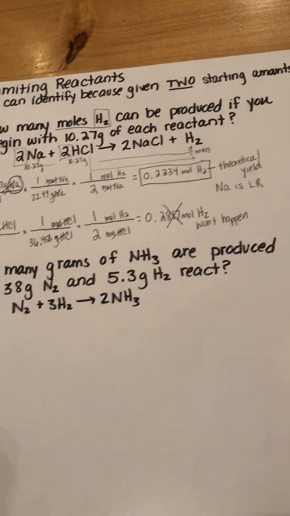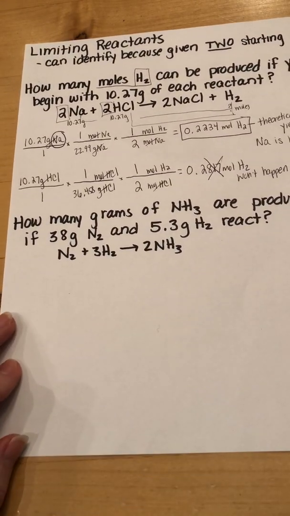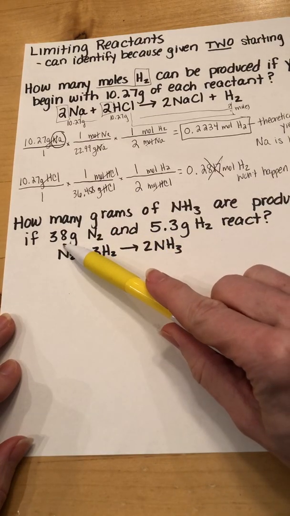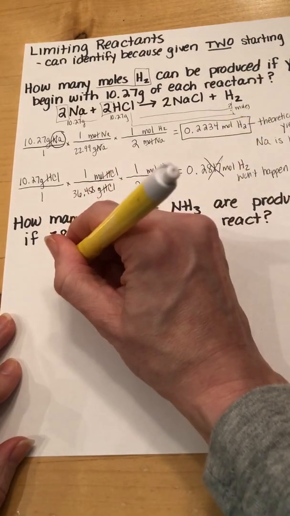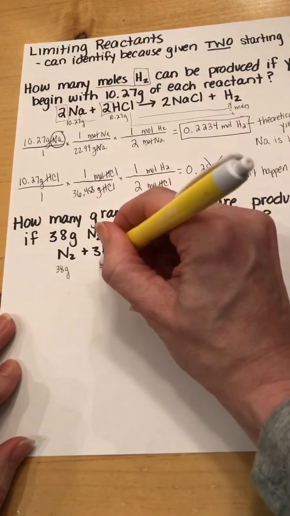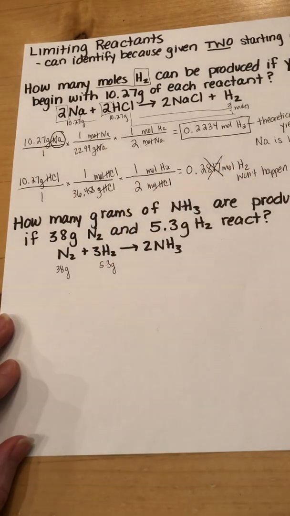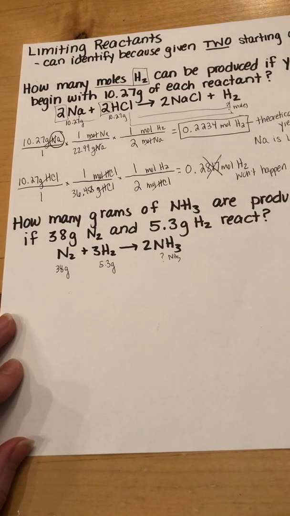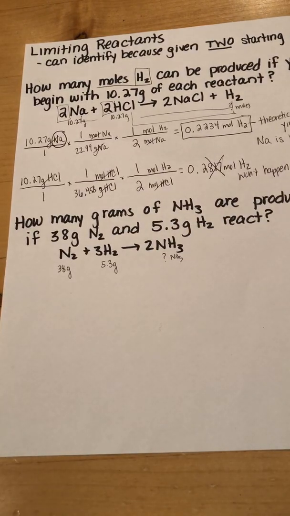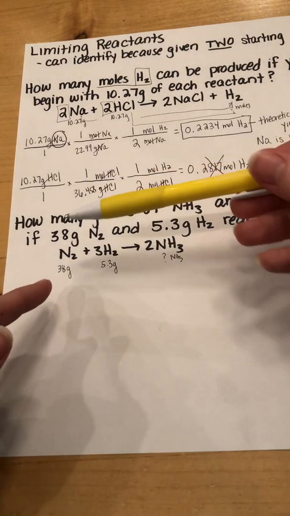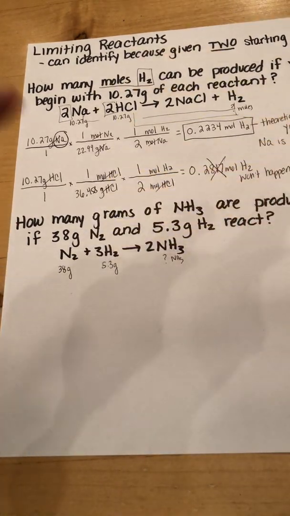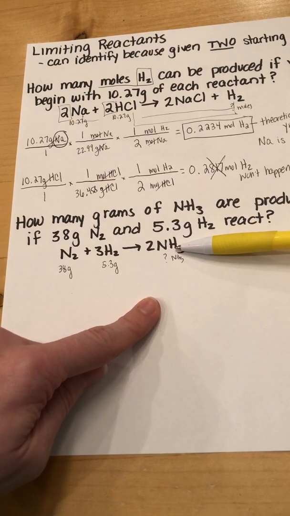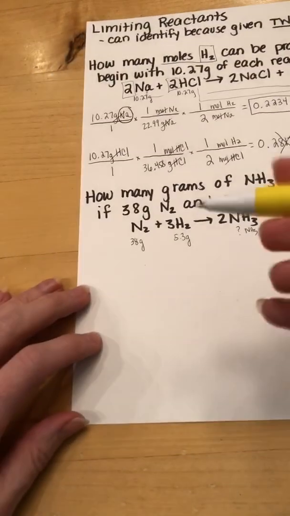Okay, let's try one more of those just so you can see. So in this case, I have N2 plus H2, and I'm producing NH3. I'm told that I'm starting with 38 grams of nitrogen and 5.3 grams of hydrogen, and I want to know how much NH3 is going to be produced. So I know this again is going to be a stoichiometry, a mole ratio step, because I'm given information about one substance but asked to find out the amount of a different substance in the equation.